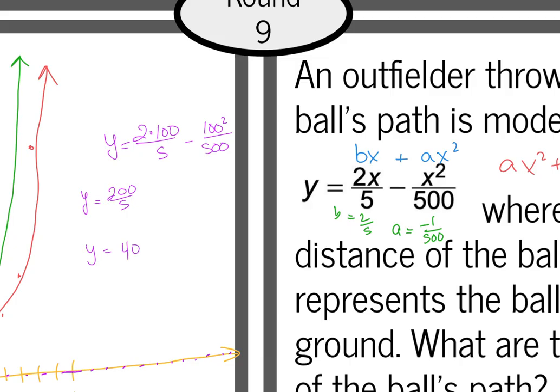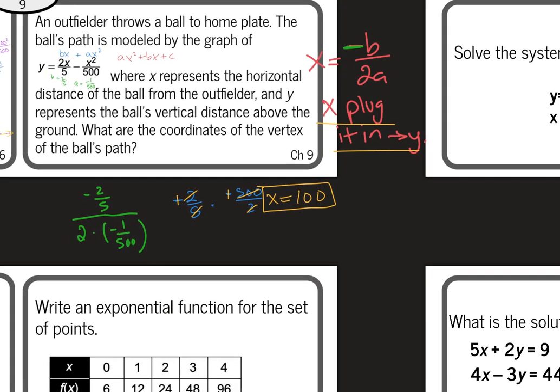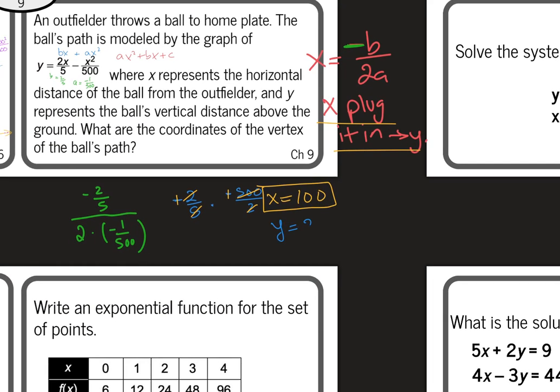And then 100 squared is 10,000 over 500. Well, those zeros cancel, and then negative 100 over 5 is negative 20. So what we get is y equals 20. That's not that crazy. So there's the vertex. X is 100, Y is 20.